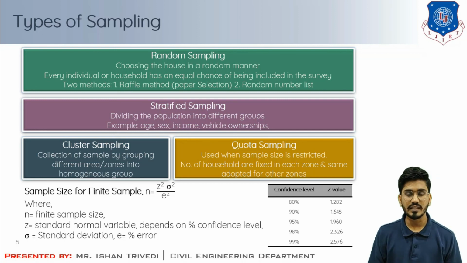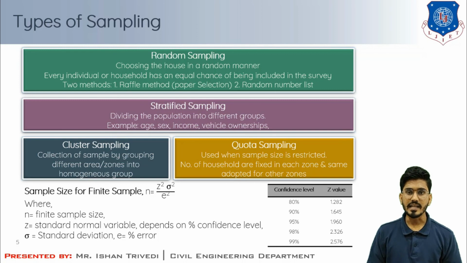Sometimes it is given in the z table and chi square table as well, so you have to refer to those tables. Here I have just shown you a few values for your reference. Sigma stands for standard deviation and e stands for percentage error. For the standard normal variable, as I said, we need to refer to different confidence levels. So this is the sample size for the finite sample.